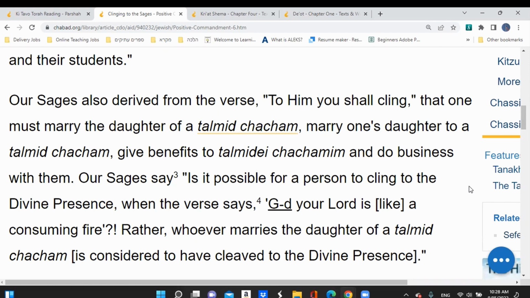Our sages say, is it possible for a person to cling to the divine presence? When the verse says, "The Lord your God is a consuming fire." Rather, whoever marries the daughter of a Talmid Chacham is considered to have clung to the divine presence.